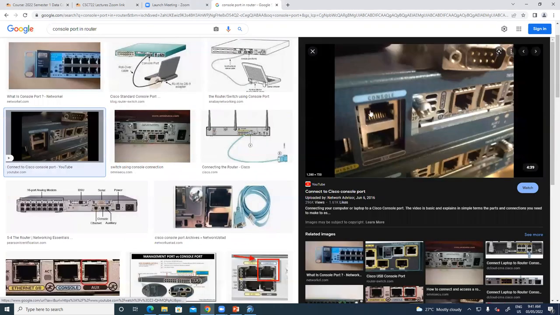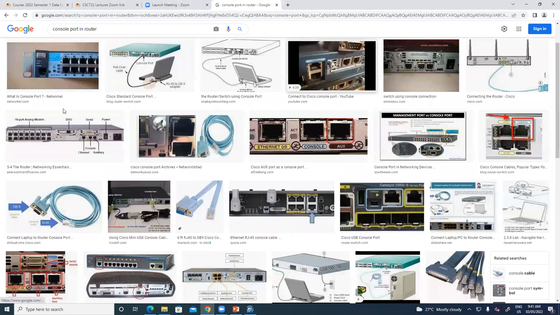Here's one example of the console port, RJ45, right? Now, in today's PCs, this type of port is not present. Yeah, these new PCs don't have this type of port. So how do you think the switches and routers are connected nowadays?